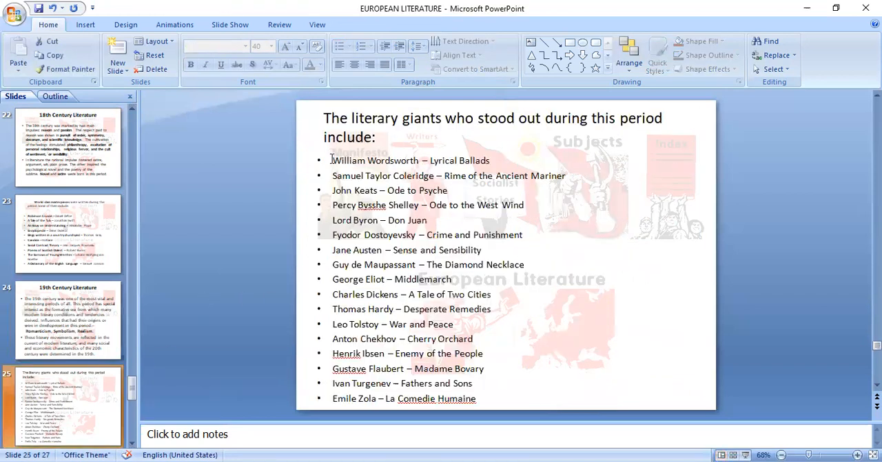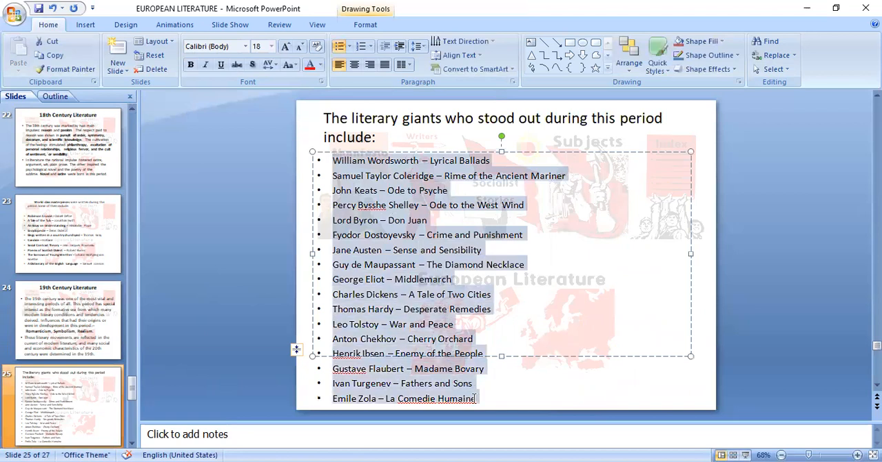So the literary works, oh my God, you have to memorize these all. Especially those at the front, all of these are authors. William Wordsworth, Samuel Taylor Coleridge, John Keats, Percy Shelley, Lord Byron, Fyodor Dostoevsky, and then Jane Austen, Guy de Maupassant. This is one of my favorites: Guy de Maupassant, The Diamond Necklace. And so on and so forth.